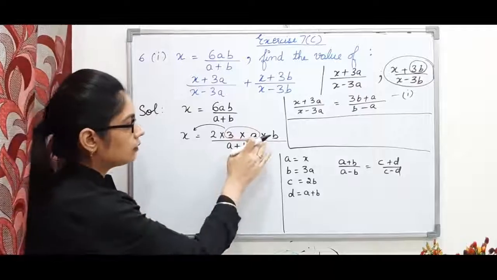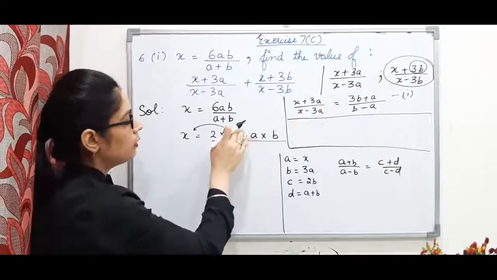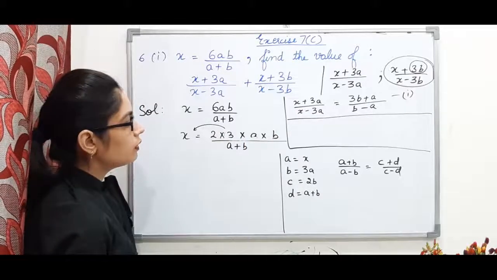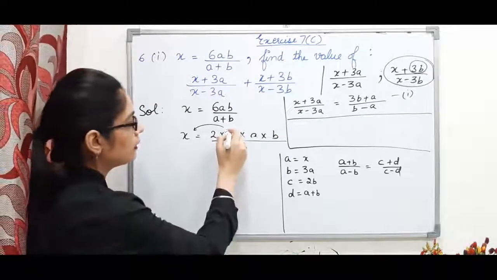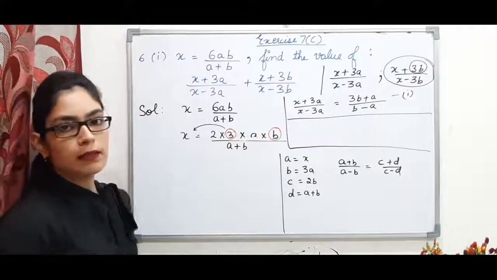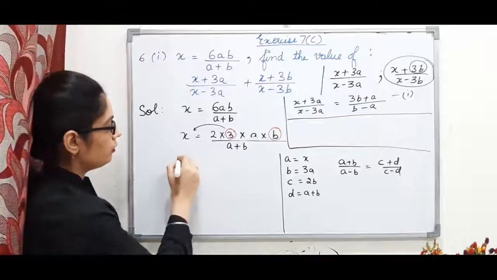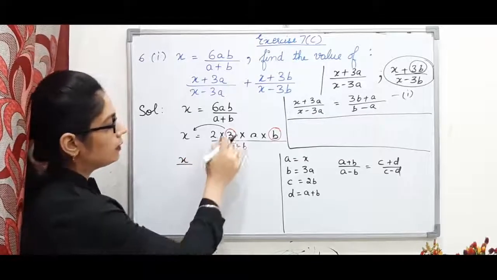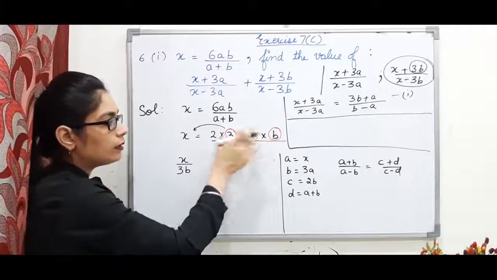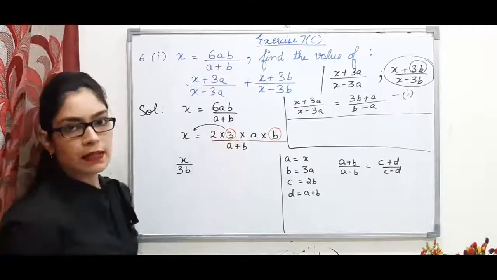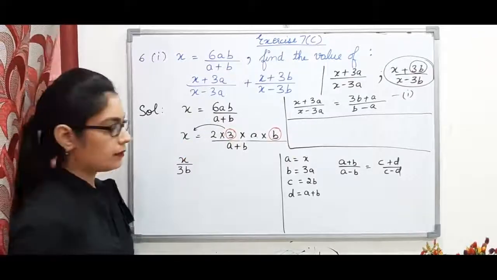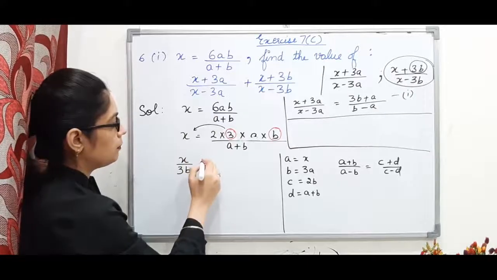Last in this step we shifted 3a to the other side. Now we will shift 3 and b to the other side. This 3 and this b we will shift to the other side. Both of these are getting multiplied, so when I shift them to the other side they will get divided. 3 into b is 3b, so here 3 and b are both in multiplicative form. When I shift them to the other side, x will get divided by them. So it will become x by 3b.